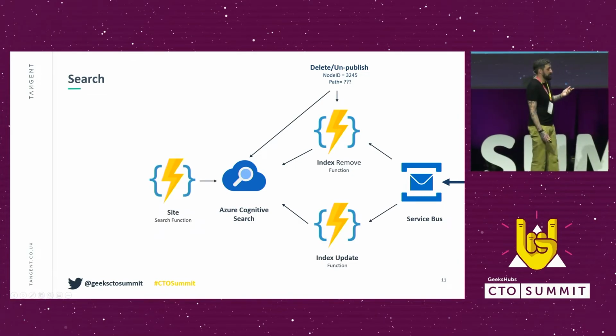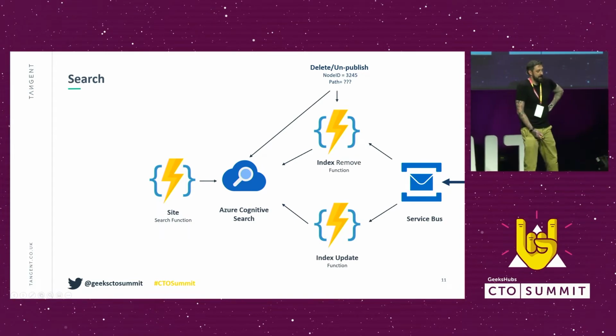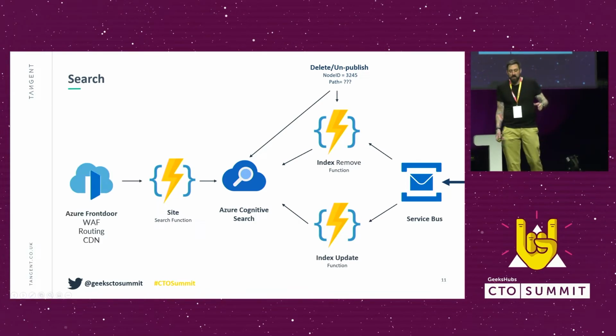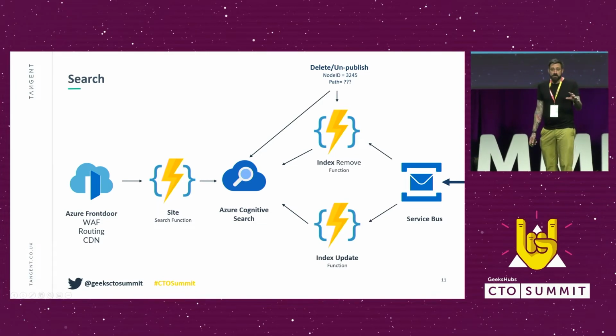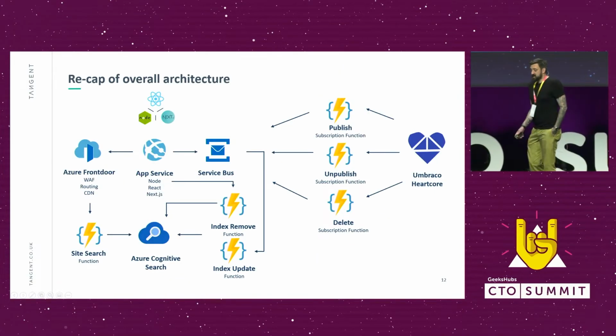In addition to that, we use it for site search. We have a function that's running Nest and can run all our fuzzy searches and stuff like that on Azure Cognitive Search. And again, that's routed by Azure Front Door. So any async requests coming from the client for search, we would then route via that function to our index. So this is how it all fits together.